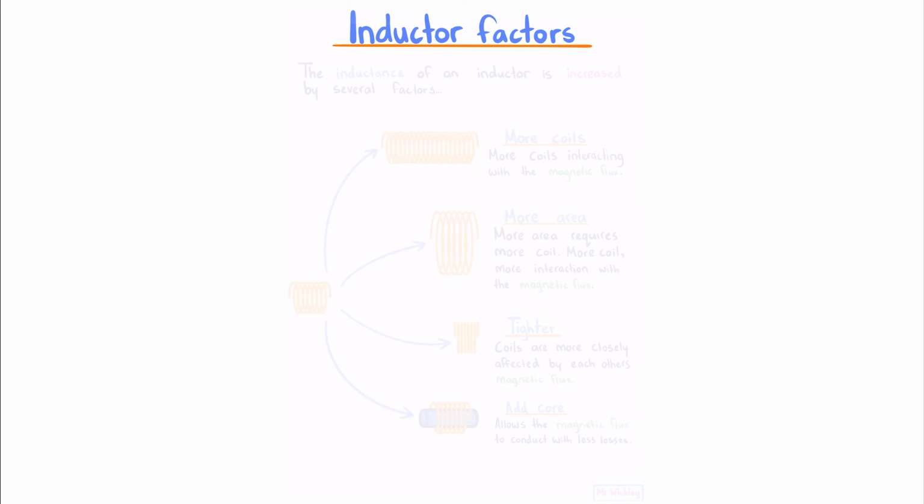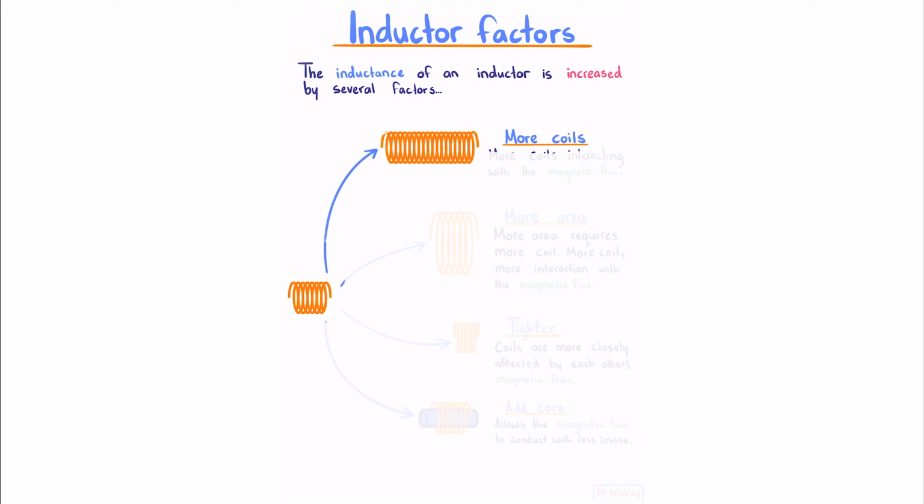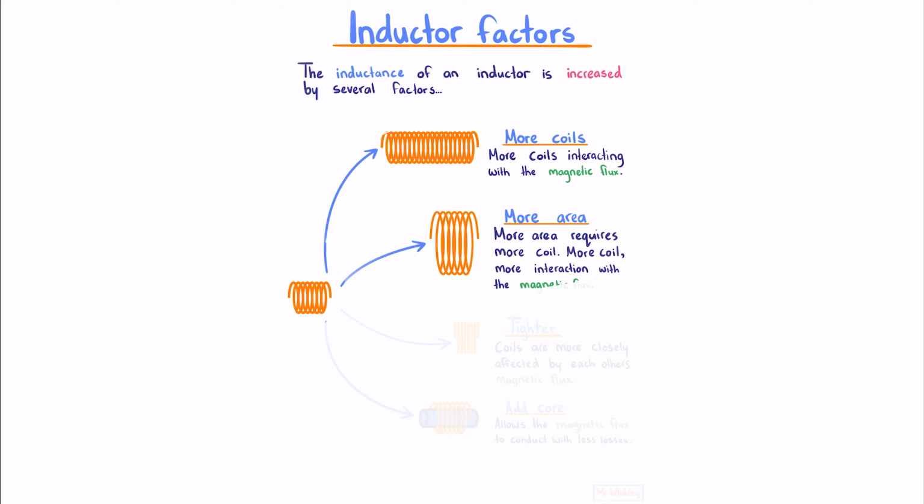Inductive factors. The inductance of an inductor is increased by several factors. So if we take our inductor and we add more coils, the inductance increases because we have more coils interacting with the magnetic flux. More coils, more effect. And if we add more area, then we have more inductance because more area requires more coil, and more coil means more interaction with the magnetic flux.